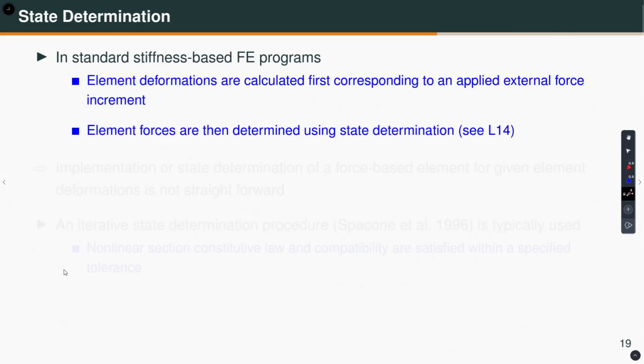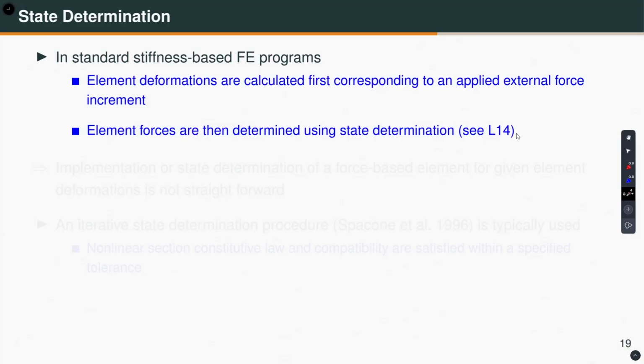Okay. So, now in a standard stiffness based finite element program, okay, element deformations are calculated first. If you recall, when we do the nonlinear analysis, you go to lecture number 14 on the direct stiffness method, you will see that we calculate the nodal displacement, incremental nodal displacements, right. From there, we extract the element end displacements in global coordinate. From there, we determine the element end deformations in the basic or deformation coordinate system.